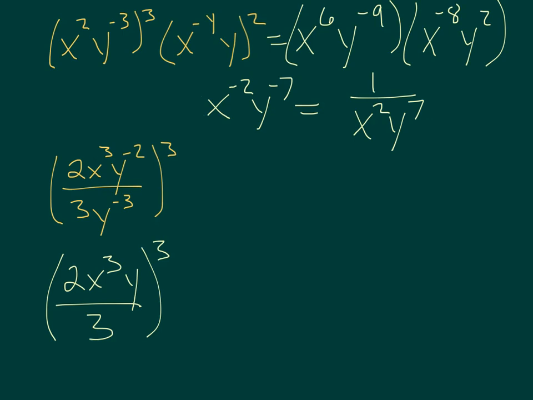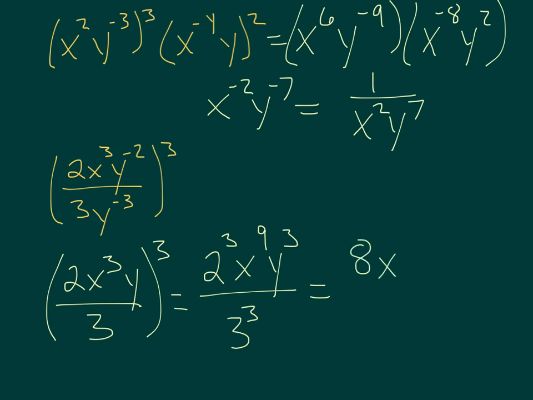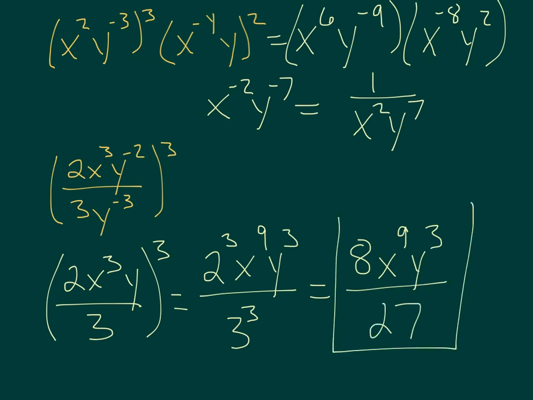And so now we're going to distribute the exponents together. Don't forget that there is an exponent of 1 with a 2 and an exponent of 1 with a 3. So then it would be 2 to the 3rd, x to the 9th. We're multiplying exponents, y to the 3rd over 3 to the 3rd. And you can simplify that a little bit further. 2 to the 3rd is 8, x to the 9th, y cubed over 3 to the 3rd is 27. We can't reduce that any further, so that would be our answer on that one.